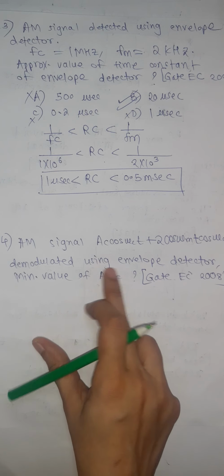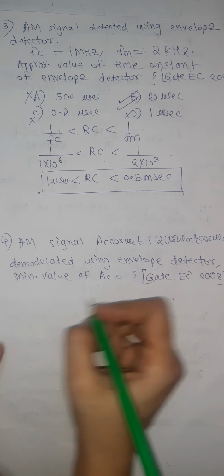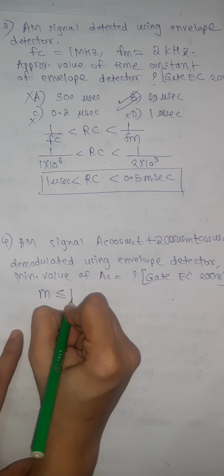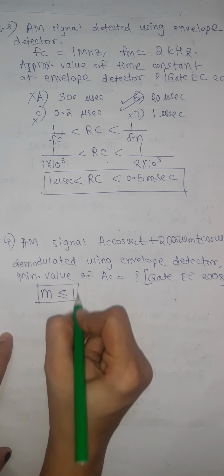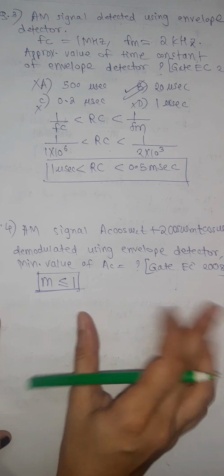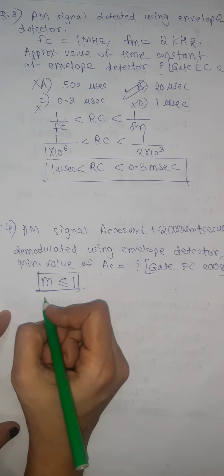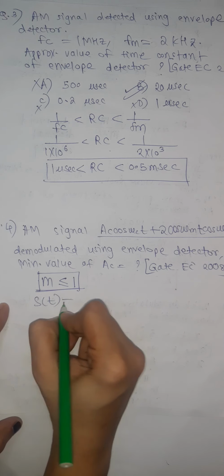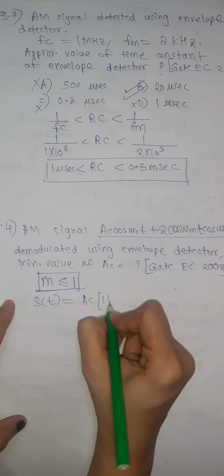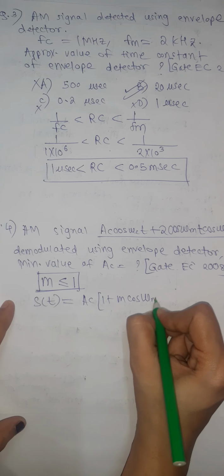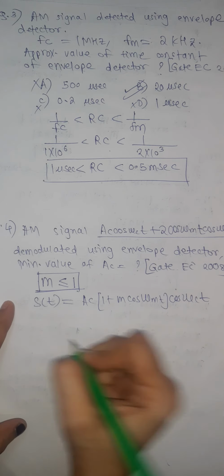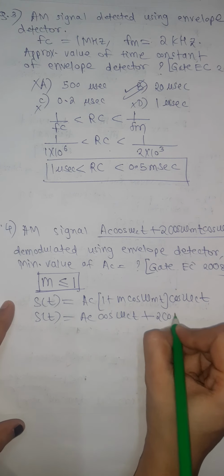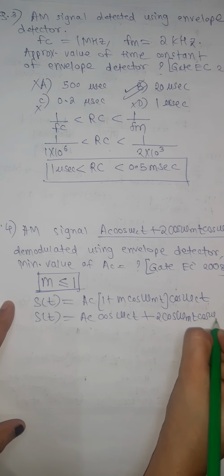Here, using an envelope detector means the modulation index is less than or equal to 1. This is the main concept of this question. Then comparing this equation with our standard form of AM signal, S of t is equal to AC 1 plus m cos of omega mt cos of omega ct. Given is S of t is equal to AC cos of omega ct plus 2 cos of omega mt cos of omega ct.